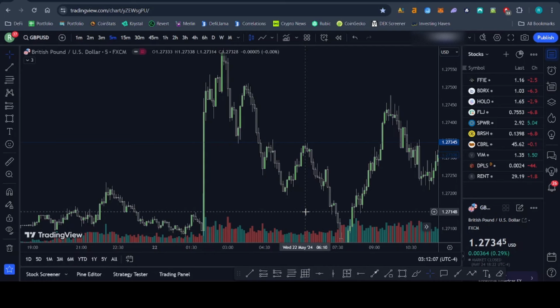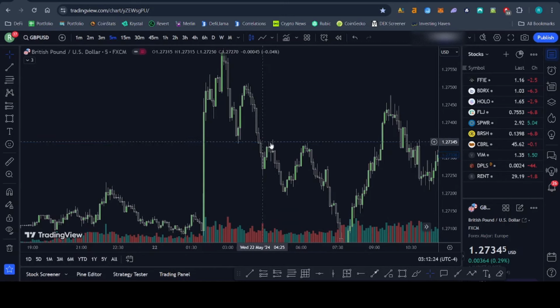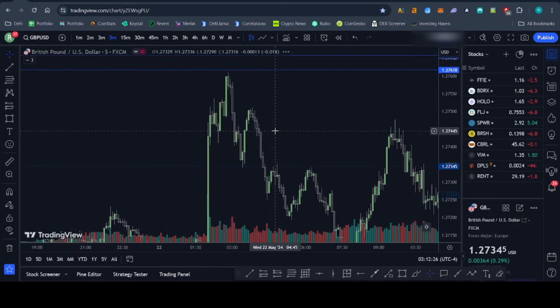This is the chart of the pound US dollar. This is a forex currency pair. Everything that I'm going to talk about applies to all financial instruments, be it currencies, stocks, commodities, indices, whatever it is, the principles will apply to them. So let's have a look at the chart.